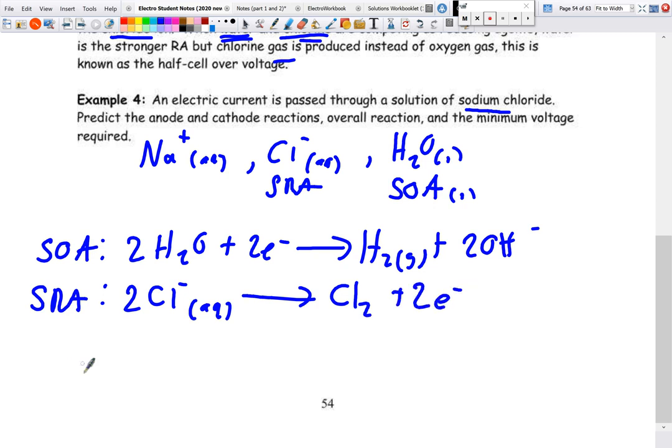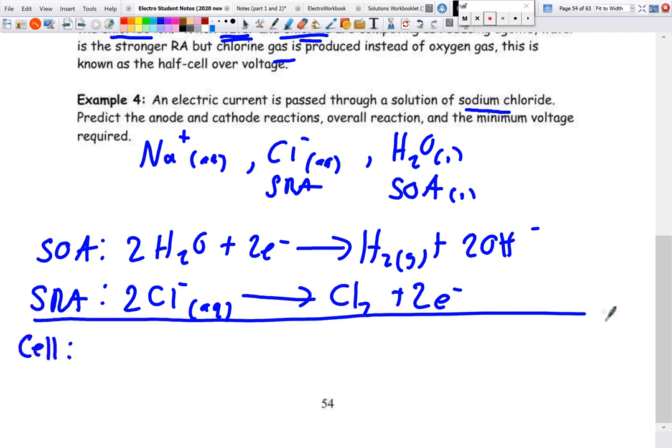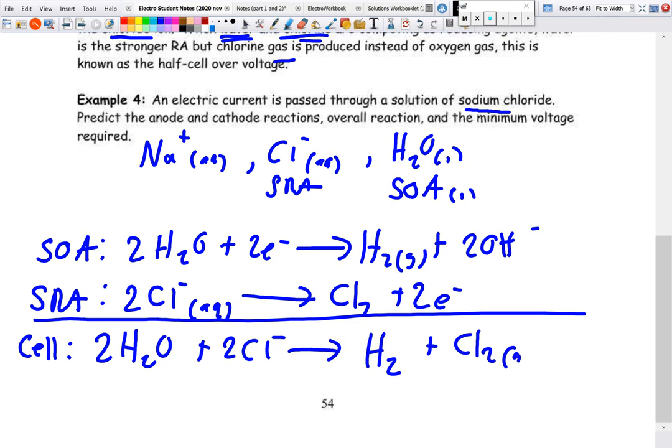And of course our cell reaction, we can just add two of these together because the electrons match out. We got 2 H2O plus 2 Cl minus, producing H2 gas plus Cl2 gas.